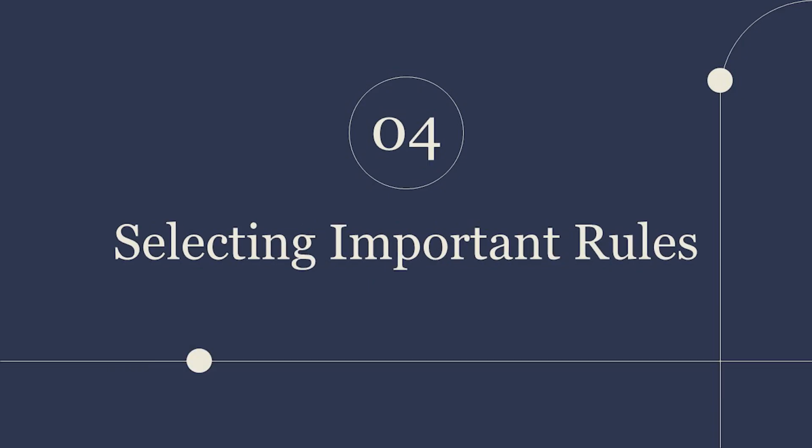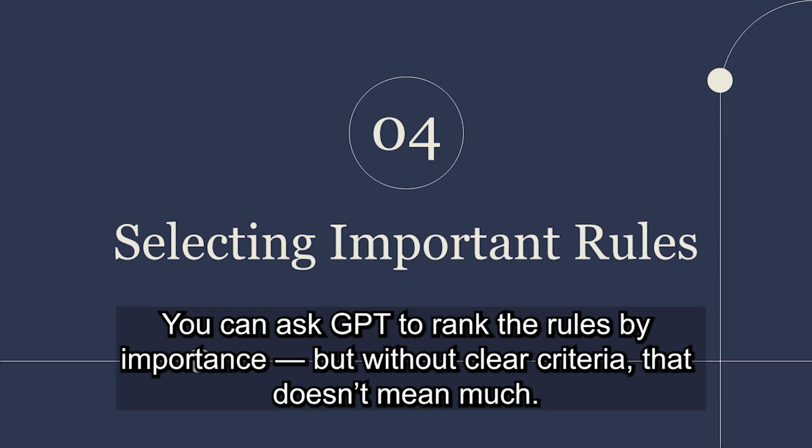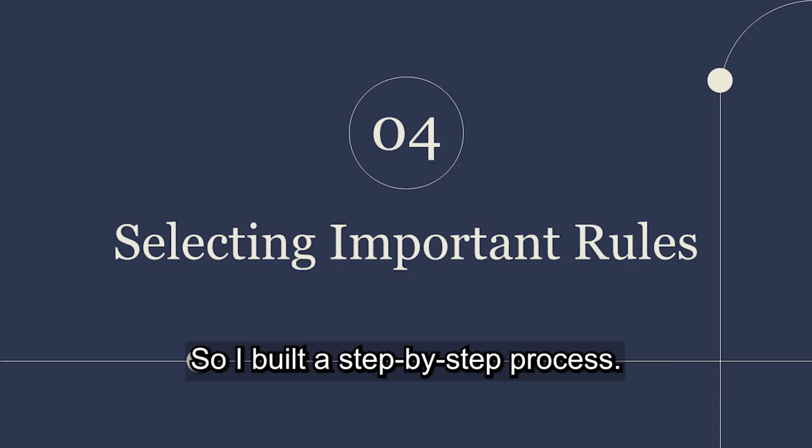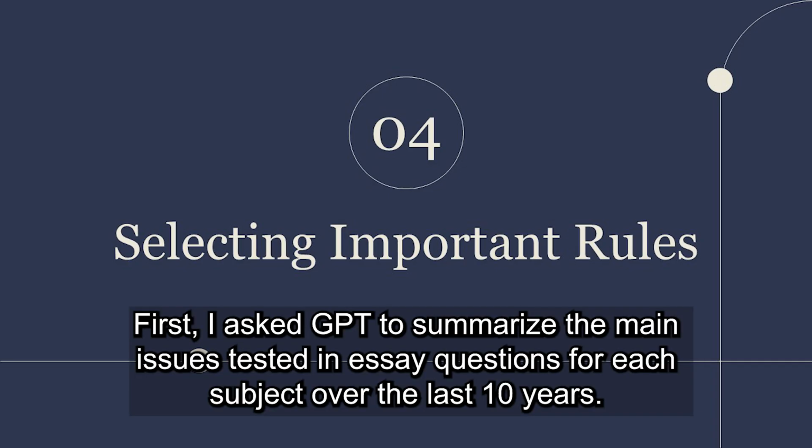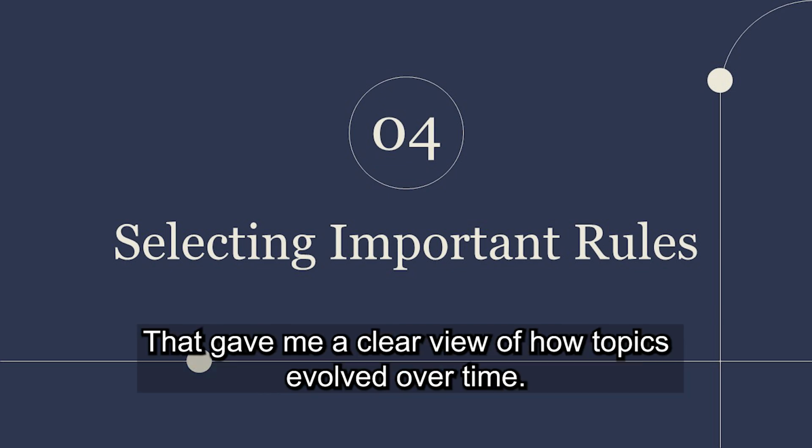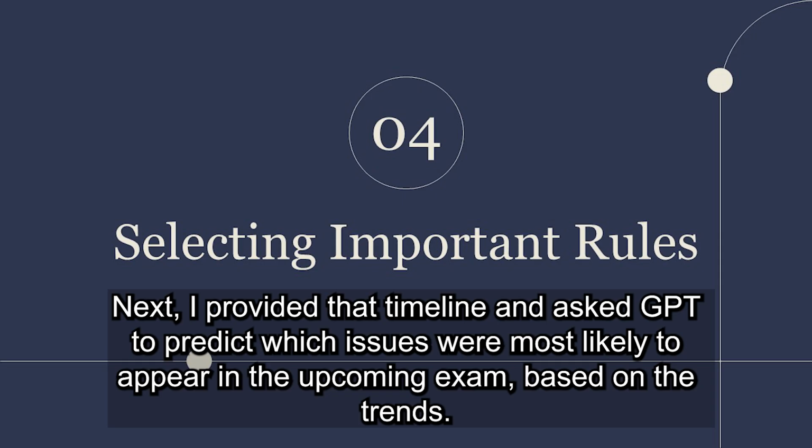4. Selecting important rules. You can ask GPT to rank the rules by importance, but without clear criteria, that doesn't mean much. So I built a step-by-step process. First, I asked GPT to summarize the main issues tested in essay questions for each subject over the last 10 years. That gave me a clear view of how topics evolved over time. Next, I provided that timeline and asked GPT to predict which issues were most likely to appear in the upcoming exam based on the trends.